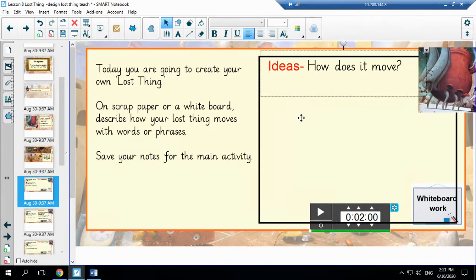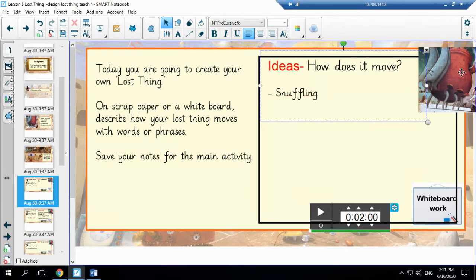So I'm going to model some words and phrases to describe how the lost thing in the book moves. And you can magpie some ideas, but remember, this is your own lost thing, so we don't want to be copying directly as I'm describing the lost thing in the book.